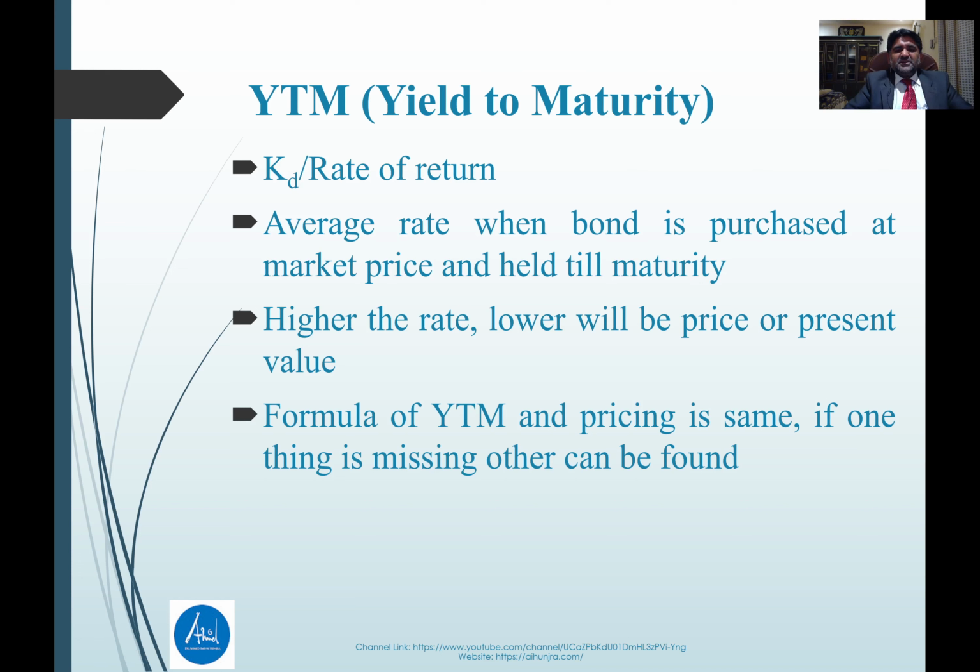Higher the rate of return, lower will be the present value. More the time period, lower will be the present value. So the formula of yield to maturity and pricing, we can calculate the yield to maturity from the pricing formula. If one thing is missing, we can find the other thing.